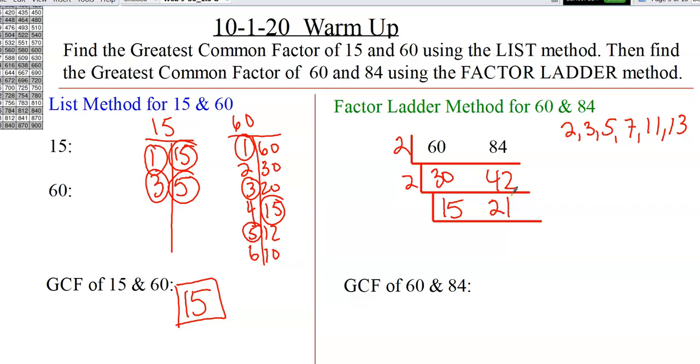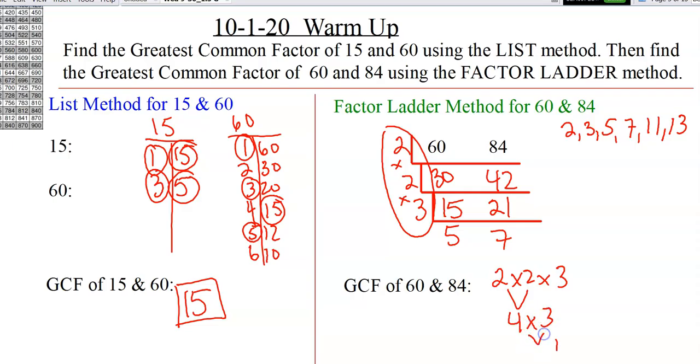And now they're not even, they're not divisible by 2, so I go to the next number in my list, which is 3. They are divisible by 3. I get 5 and 7. Once I get to this point, the 5 and the 7 don't have any more common factors. I stop dividing and I multiply the primes together. That is my greatest common factor. There's my prime factors, and then I multiply all those together to get my greatest common factor. All right.